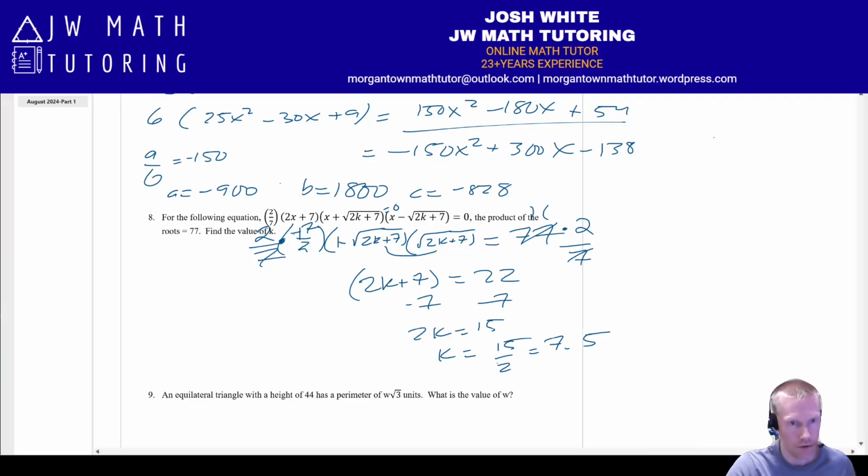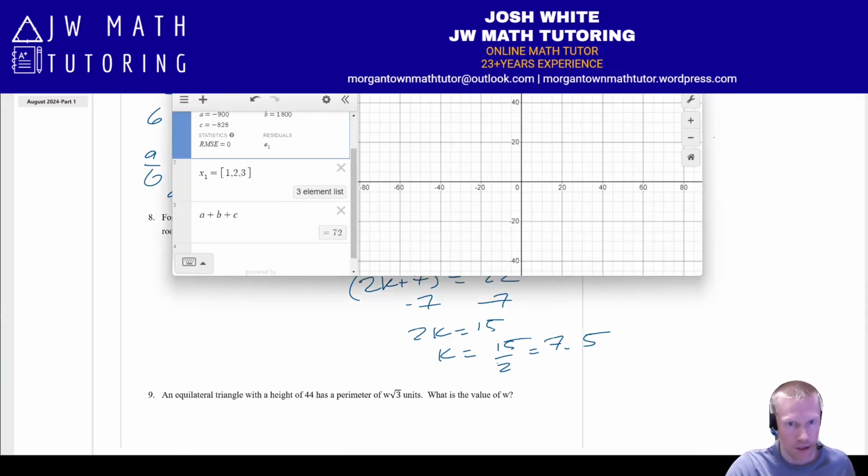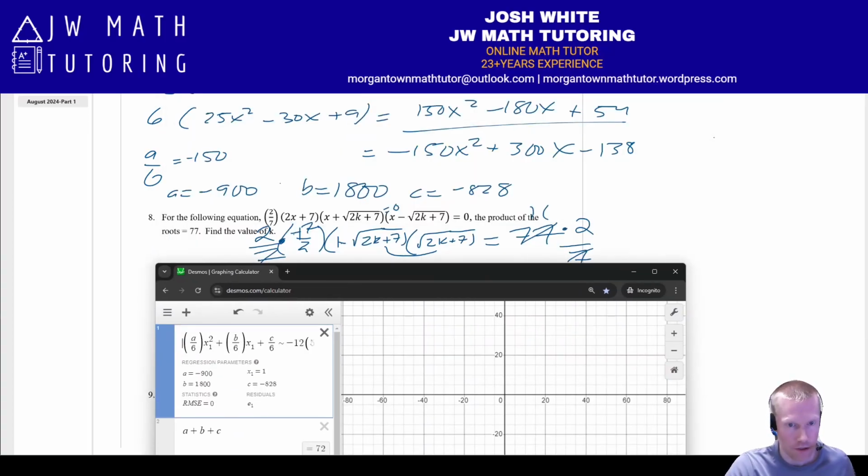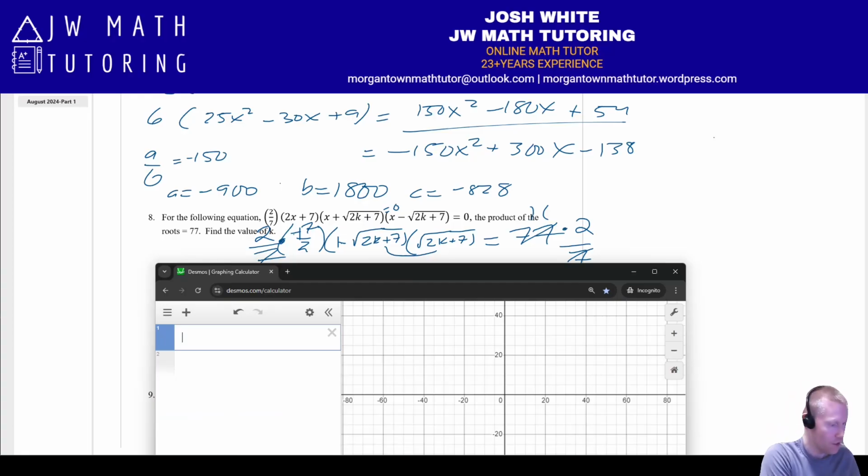So let's go through now and double check a couple things. First, if I put the equation here into Desmos, does it give me that as my solution? So I've got negative 7 halves times, I'm just going to use x instead of k. This has a negative in front of it.